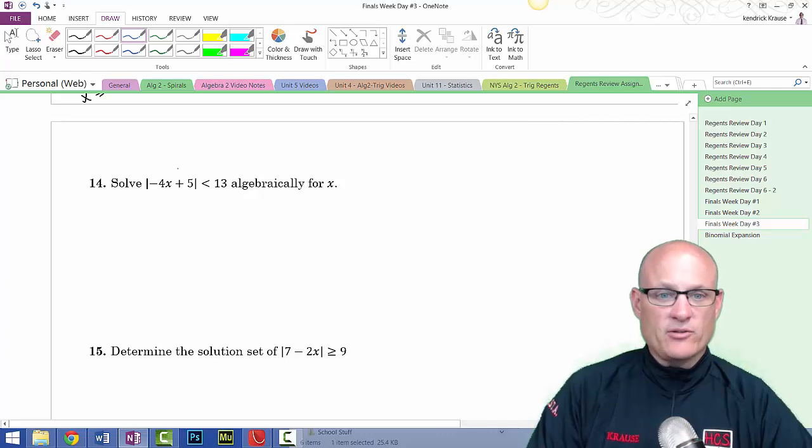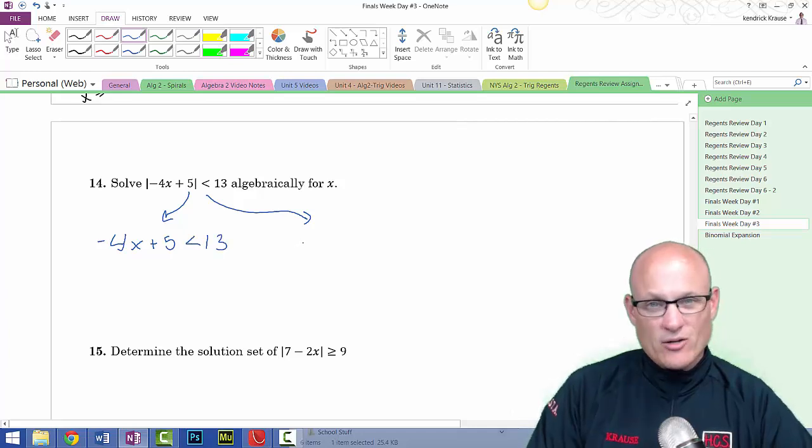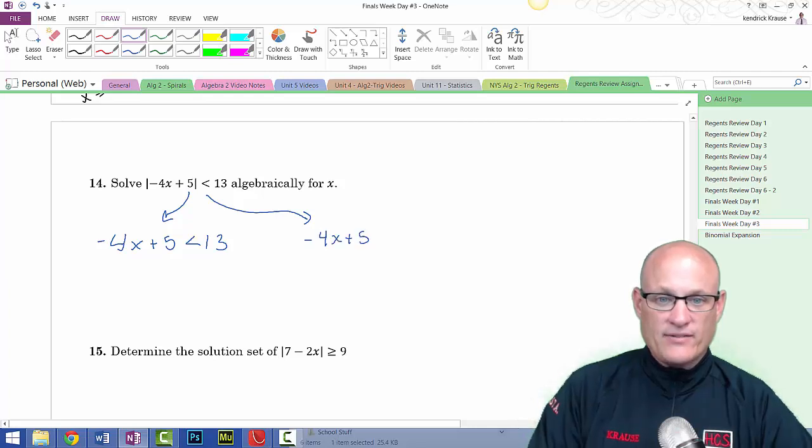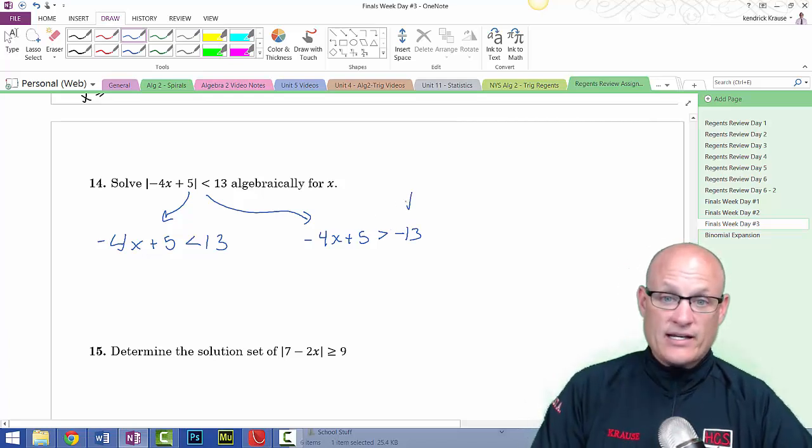All right, we're back to some easy ones. Isolate the weird thing. Weird thing's isolated. Now we just split it. Should have done these first, right? Negative 4x plus 5 less than 13, or, now I don't know if it's an or an and, but we're going to go negative 4x plus 5 is greater than negative 13. Notice just the sign flips around and this sign changes.